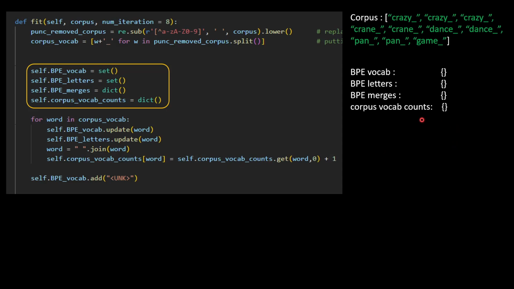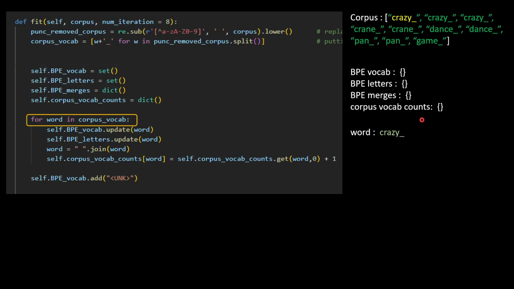So let's go into the loop now. We are looping over our corpus, and we are updating 3 things: bpe_vocab, bpe_letters, and corpus_vocab_counts. This is for the initialization part. bpe_merges will not be initialized because it will be populated as we learn the merges statistically. Now, how do bpe_vocab and bpe_letters update? Easy. These are sets, so they will be updated by the letters of the current word.